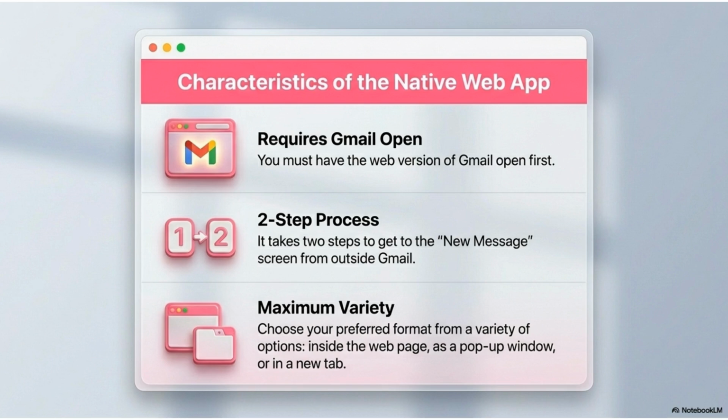Characteristics of Method 1. To summarize Method 1, it requires you to have the web version of Gmail open first, making it a two-step process if you're starting from another site. However, its strength is maximum variety. You can choose between the in-page window, a pop-up, or a new tab, depending on what you're working on.